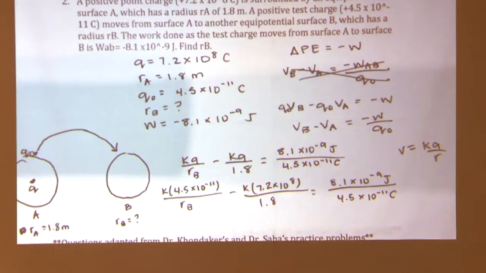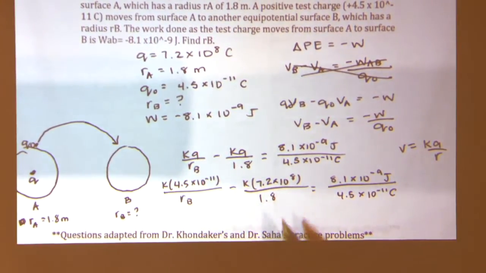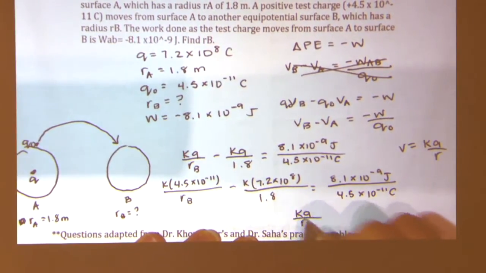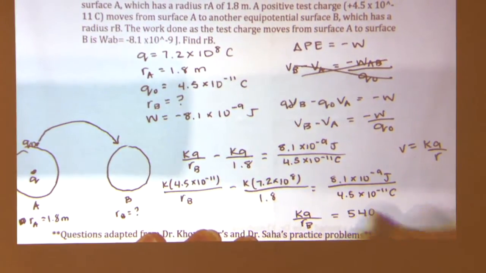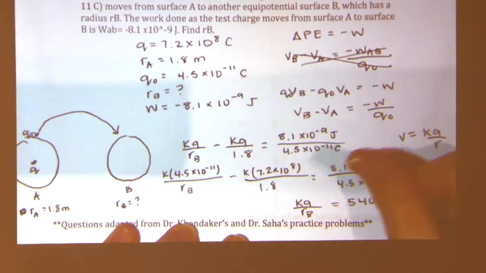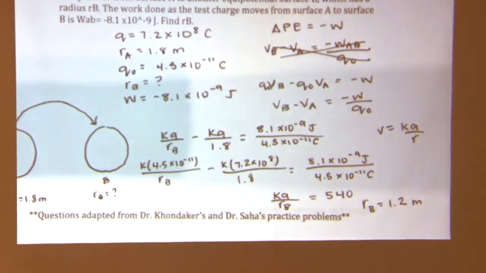So you just have to do a lot of algebra. You have to solve for this part. You'll get a number for this to where you can get KQ over RB. You get E is equal to 540. And just doing that math out, I got RB to equal 1.2 meters. So that's a decent number for that value.